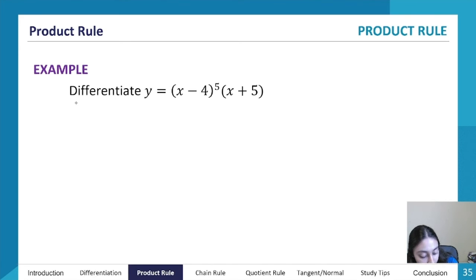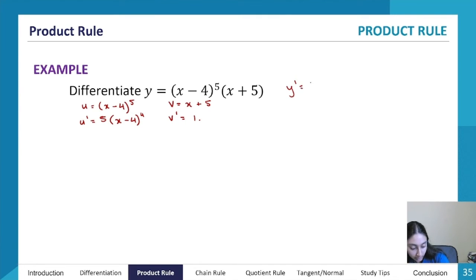Okay, so, U is equal to x minus 4 to the power of 5. So u dash, using our chain rule, will be 5 times x minus 4 to the power of 4. And then f dash of x inside the function is just 1, so we don't need to times anything else. Our v will be equal to x plus 5. Our v dash will be equal to 1. So keeping in mind that y dash is equal to u dash v plus v dash u.